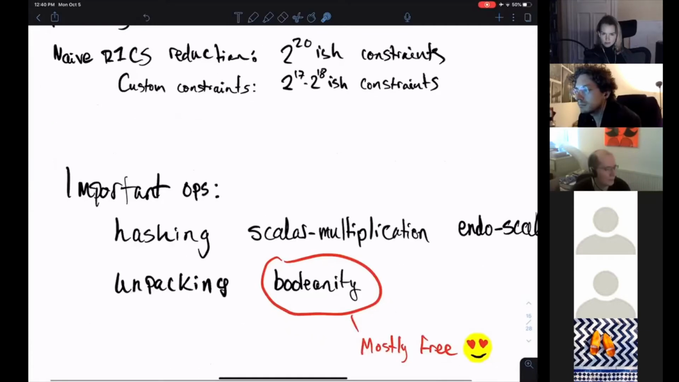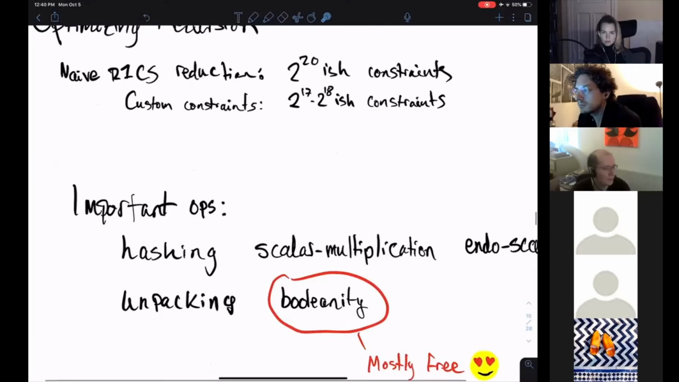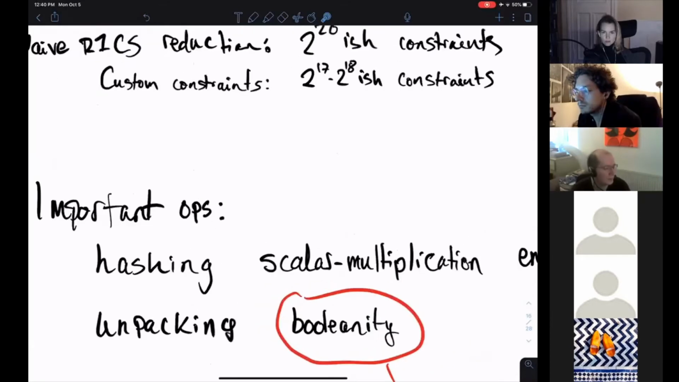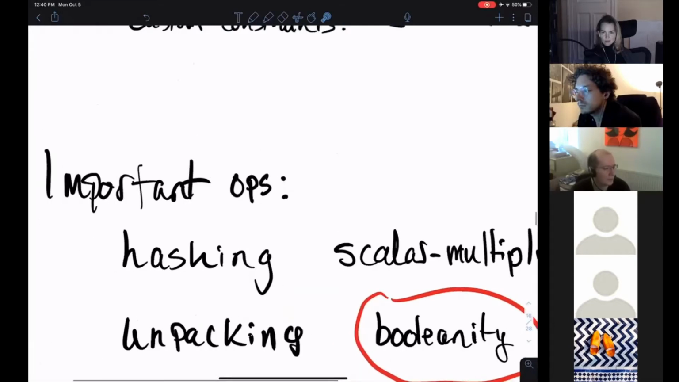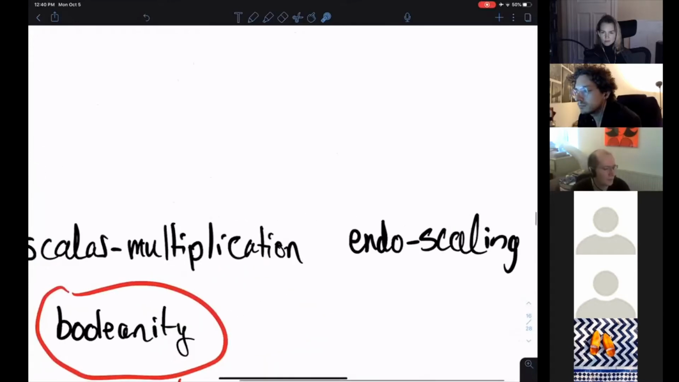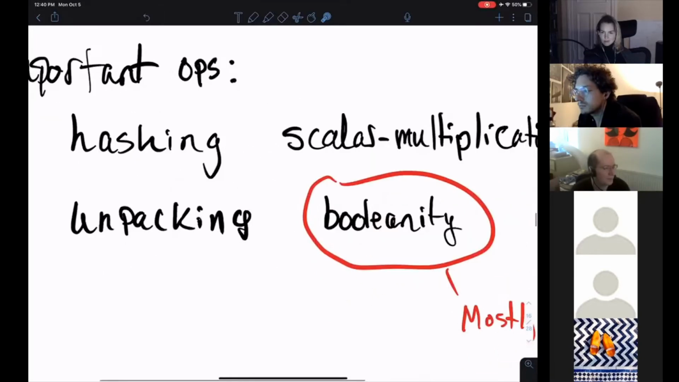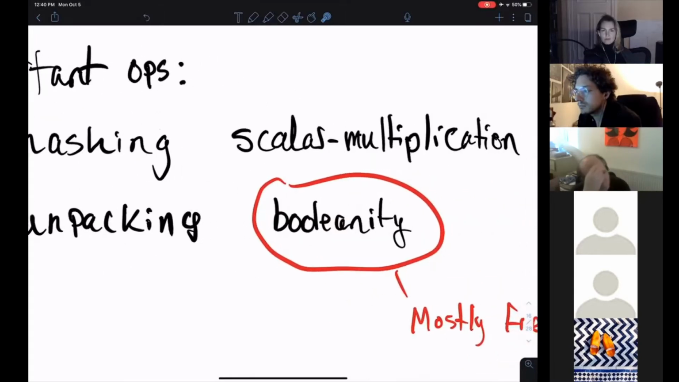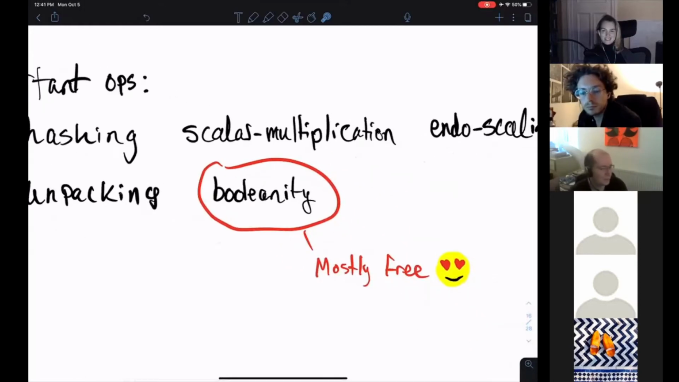What's important is to look at the main operations being performed and just optimize the heck out of them. So there's hashing from the sponge in the Fiat-Shamir, there are scalar multiplications, there's this endoscaling thing, there's unpacking fields into bit strings, and then there's checking Booleanness. Actually, I prefer Booleanness to Booleanity of bits. And thankfully, due to how Plonk works, this is mostly free in almost every instance, which is really cool.